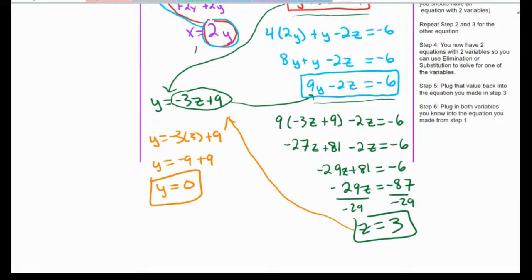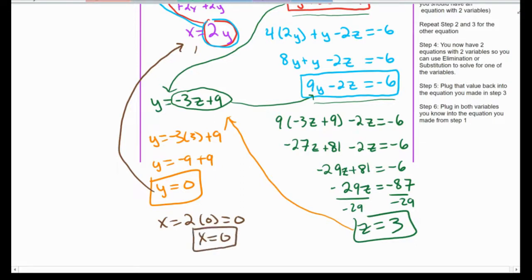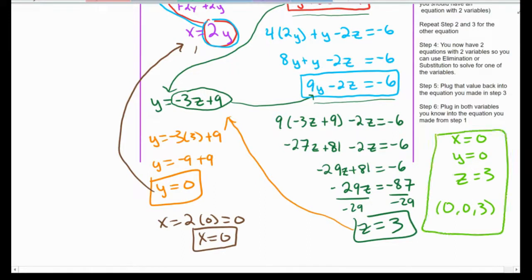Now I'm taking y and plugging it back into my purple equation back up here, which gives me x equals 2 times 0. So x is also 0, and that tells me my final answer. So just to wrap it up here, I know that x is equal to 0, y is equal to 0, and z is equal to 3. If I wrote that as a coordinate, either of those two answers works for me, and we're all finished.